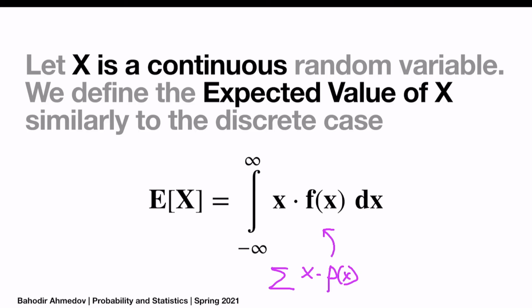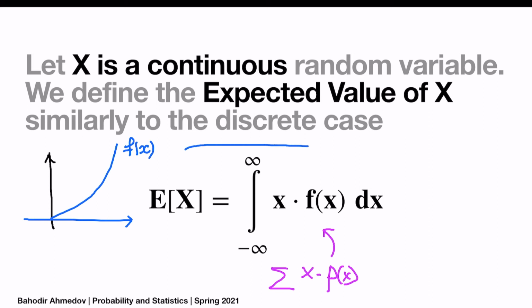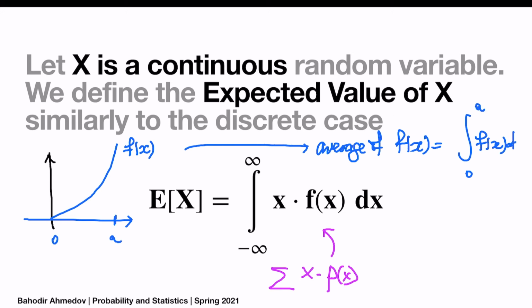For example, if you're given some parabola like this, okay? If you would like to find the average value of this function, f of x, the average value of f of x is going to be the integration of f of x between, for example, 0 and a, dx, times the reciprocal of the width of this interval. If you remember, we discussed this in calculus, how to find the average value of functions.